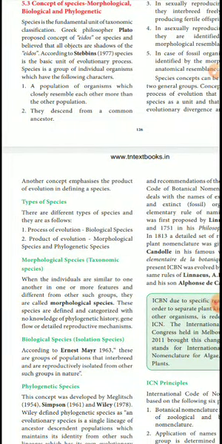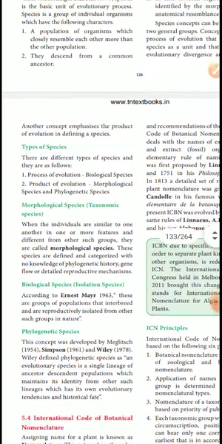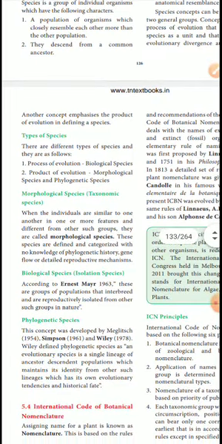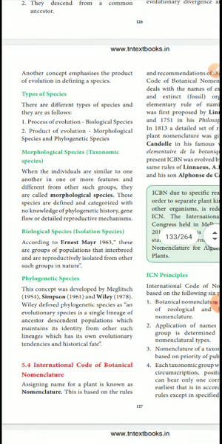Speciation is very important. Underline the words divergence and speciation; they may ask it as a one-word question. Another concept embraces the product of evolution in defining a species. So the types of species: there are two types, process of evolution and product of evolution. The morphological species is a taxonomic species, and the biological species means isolation species. What is the morphological species? One or more features differ from another such group.